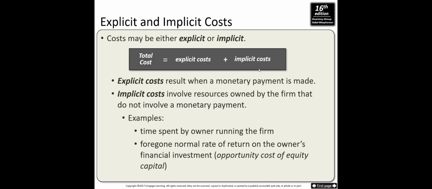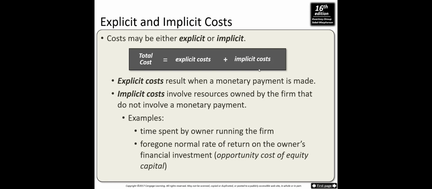In economics, we have two types of costs, explicit and implicit. And the total cost of doing business is the sum of explicit and implicit costs. So what are explicit costs? These are visible costs. When you make a monetary payment, then you have explicit costs. Implicit costs are not very visible to people. Implicit costs involve resources owned by the firm that do not involve a monetary payment.